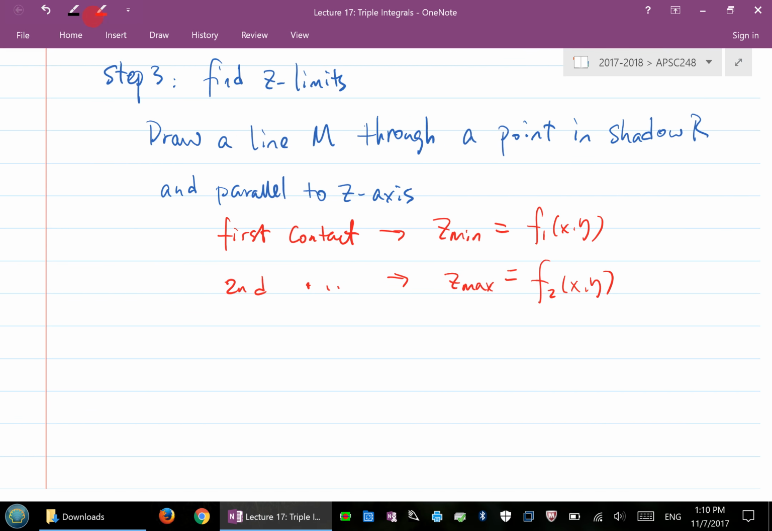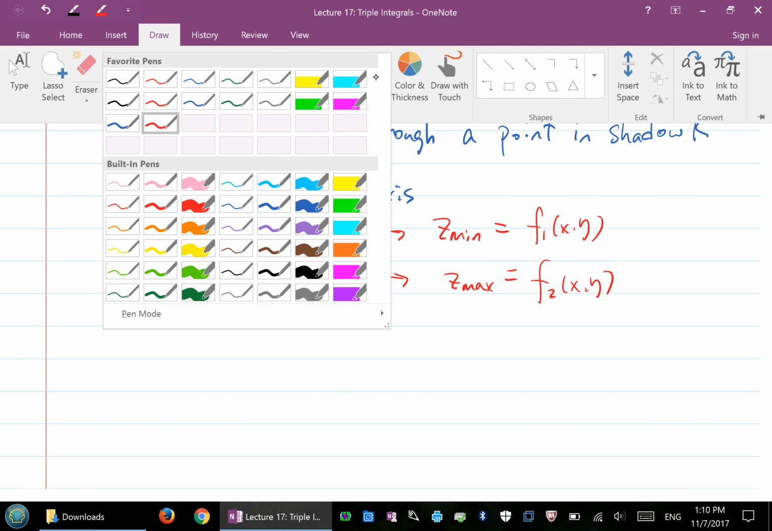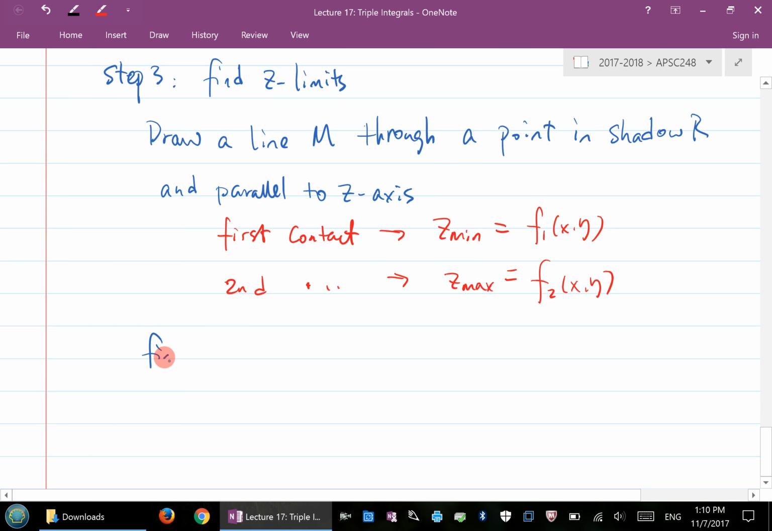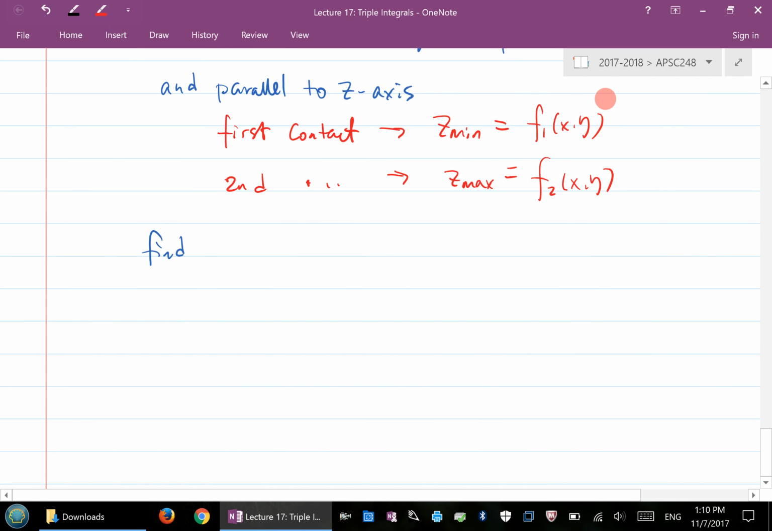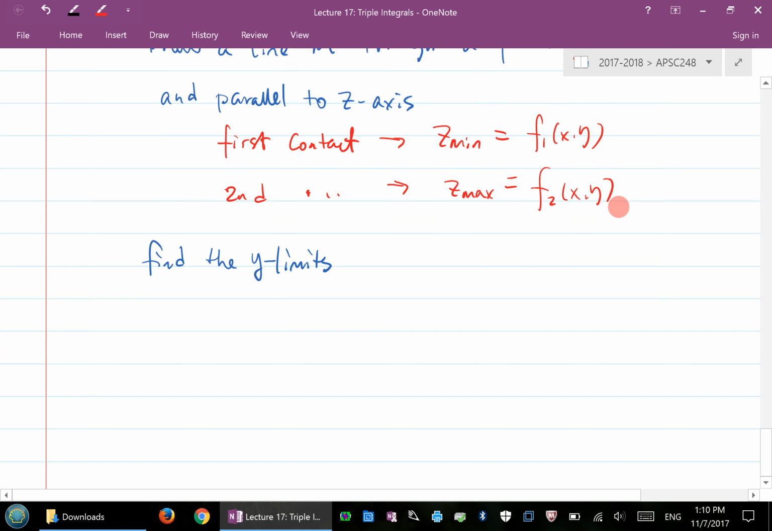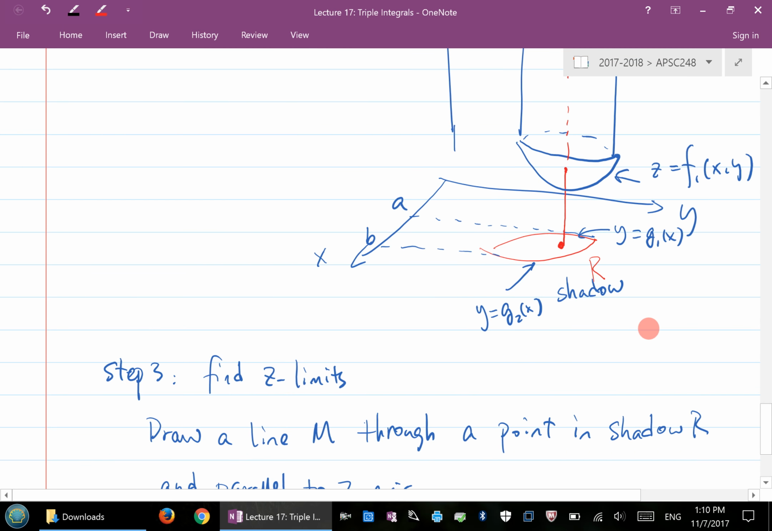Within the same step, put it here. So now let's find the y limits. What are my second orders? The next order I had was dy, right? So finding the y limits: after this step, you're left with x and y now, right? So from here, actually, there's no difference from finding the limits for the double integral.